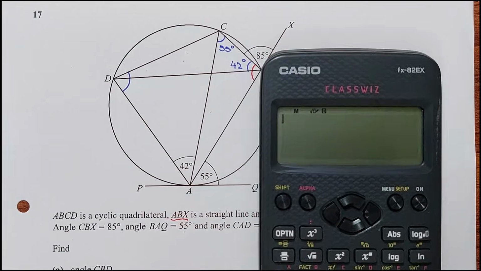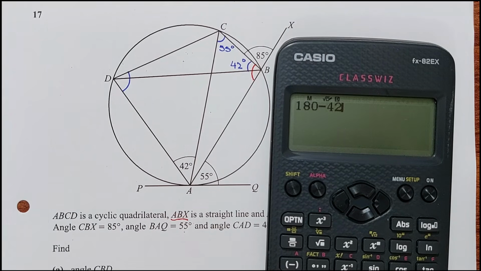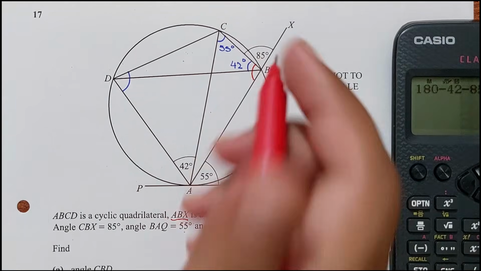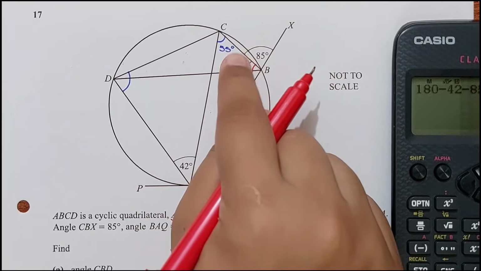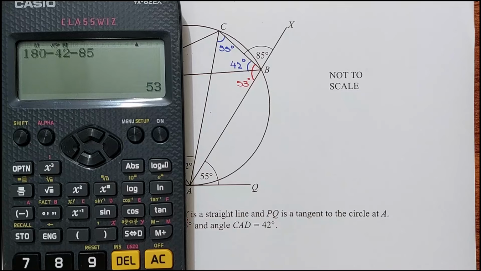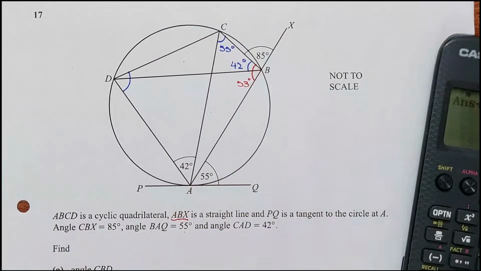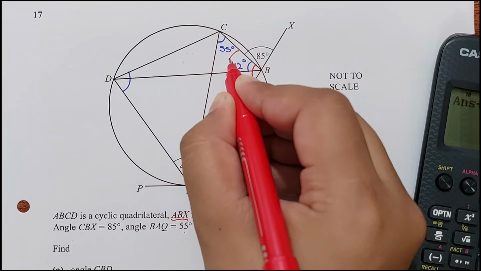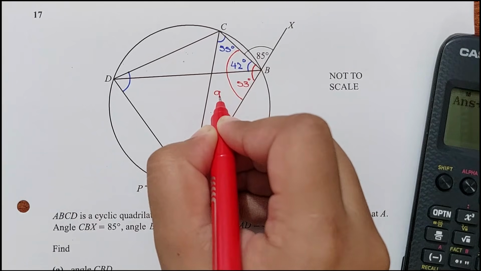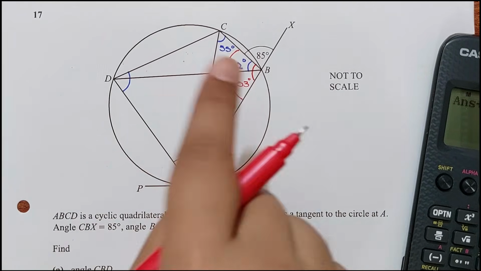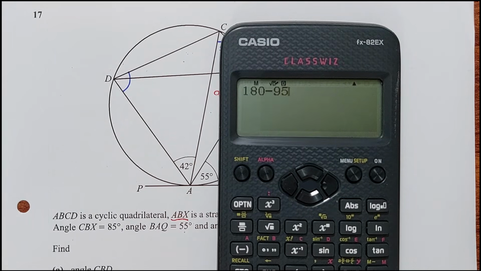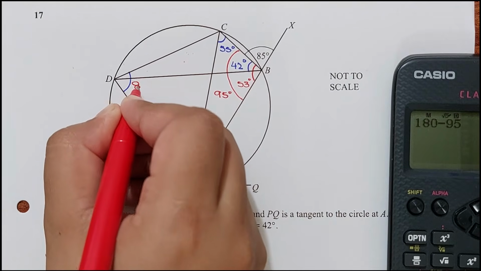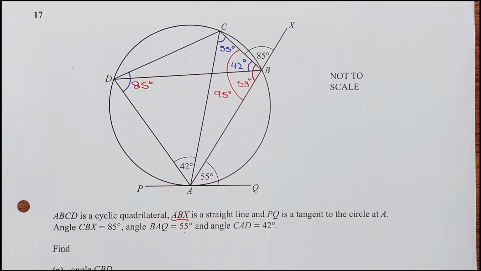Okay, so from 180 take away 42 and 85, this is 53. This angle is 53 degrees, right? So 53 plus 42, this is 95. So this complete angle we can say is 95 degrees, and in a cyclic quadrilateral opposite angles add up to 180 degrees. So 180 take away 95 is 85. This angle is 85. So angle ADC is 85 degrees.